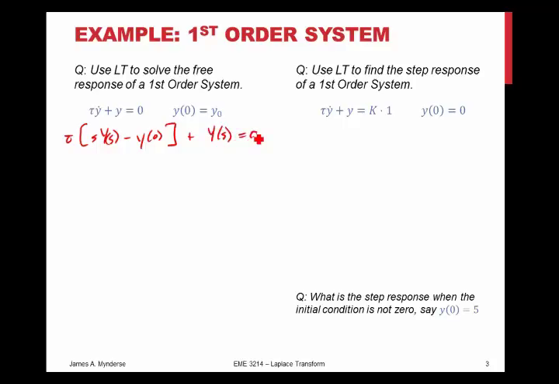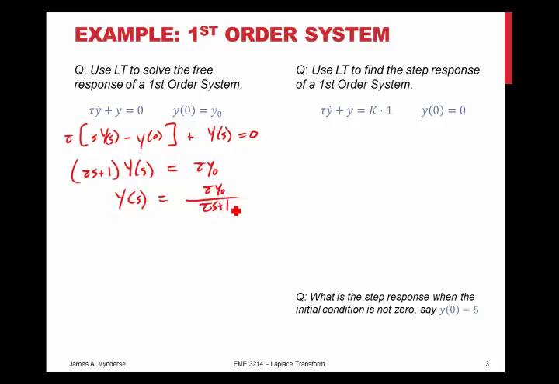So if we pull that cap y of s, put them together, we get tau s plus 1 quantity times y of s. And let's move that y0, and we can substitute in a value of y naught, so we'll get a tau y naught on the right hand side. And we can divide both sides by the tau s plus 1, sorry. So we get y of s is tau y naught over tau s plus 1.